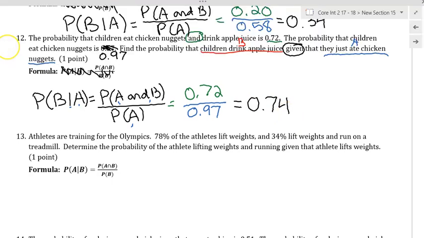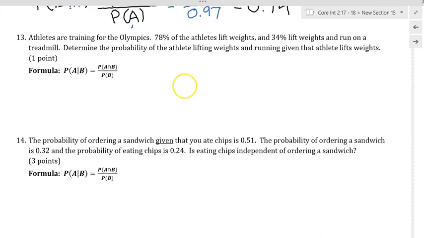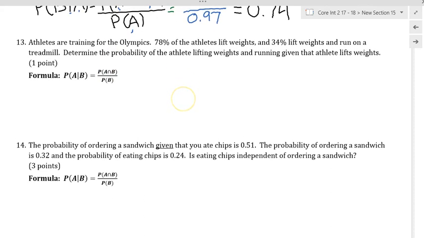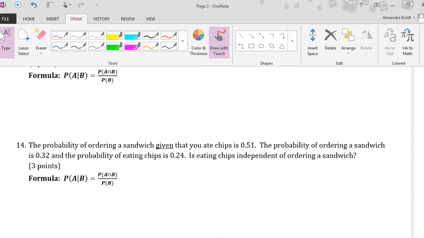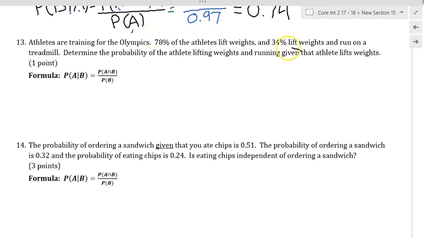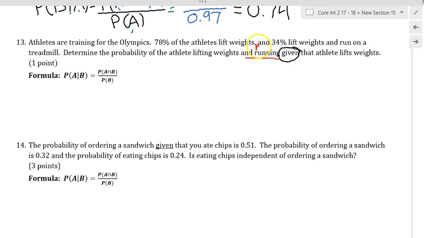All right, number 13. Athletes are training for the Olympics. 78% of the athletes lift weights, and 34% lift weights and run on a treadmill. Determine the probability of the athlete lifting weights and running, given that the athlete lifts weights. So here's my given. Again, B comes before, so running is B. Lifting weights is A.